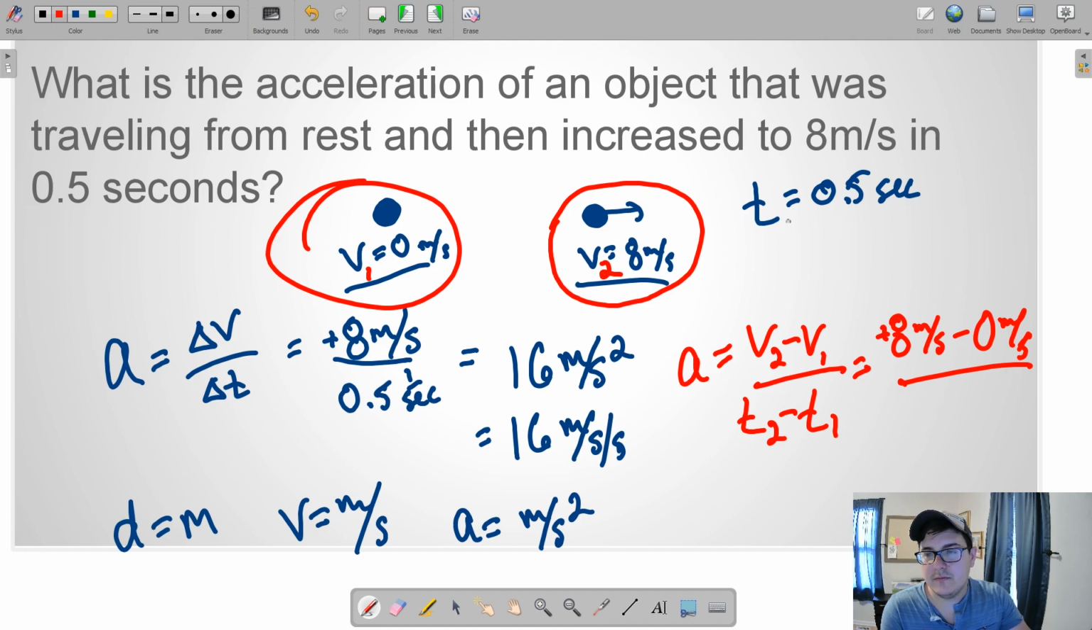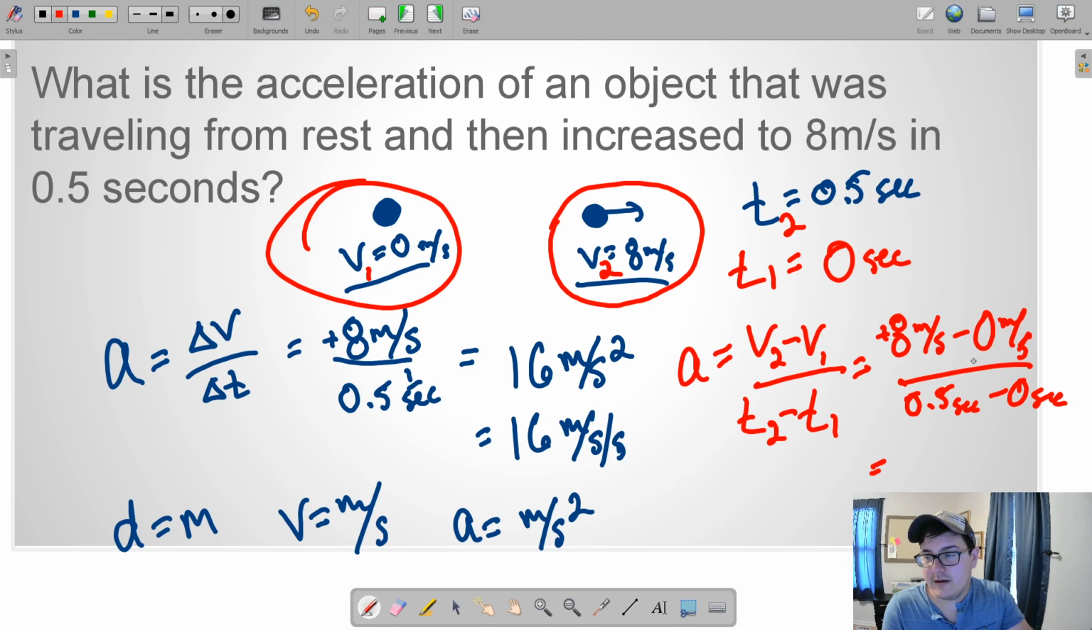T2, what are we going to do here? The time that elapsed was 0.5 seconds, so that's going to be T2. So what do we use as T1? Well, we're going to say at time equals 0, or when it all began, that's what we use as time equals 1. And so we plug and chug in here the same way, and we find out that this is going to get us to the exact same answer.